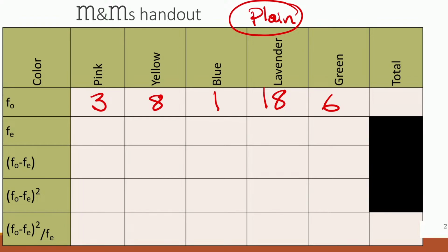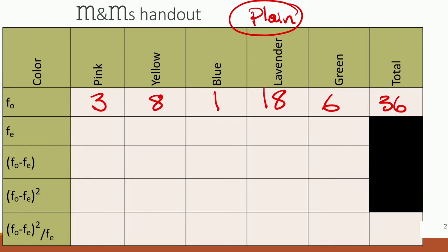Okay, once you have this, we're going to compute the total, and everyone is going to have their own total. So don't feel like yours should be the same as mine. Basically you're adding these up, 3 plus 8 plus 1 plus 18 plus 6. Give me a minute. I believe I got that right. So you'll have your own total. I've got 36.